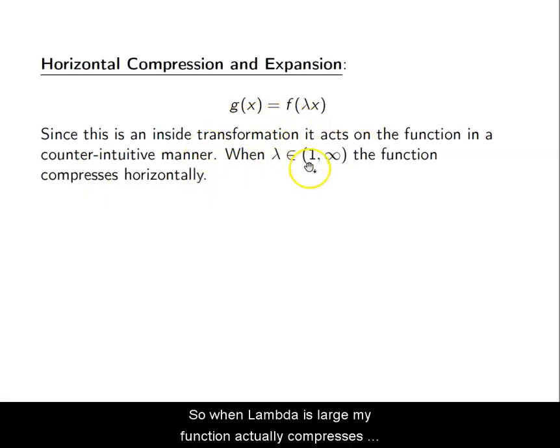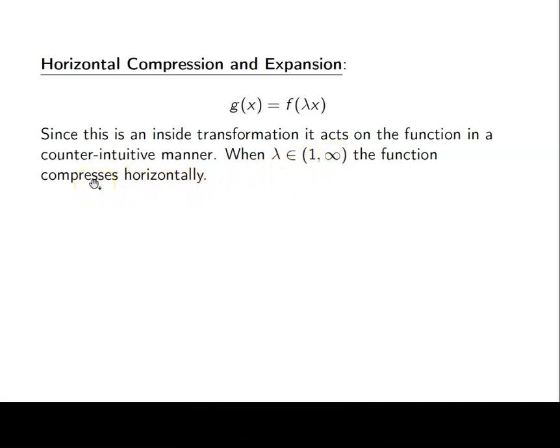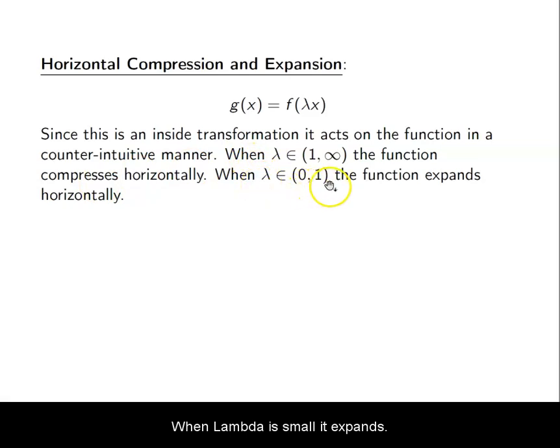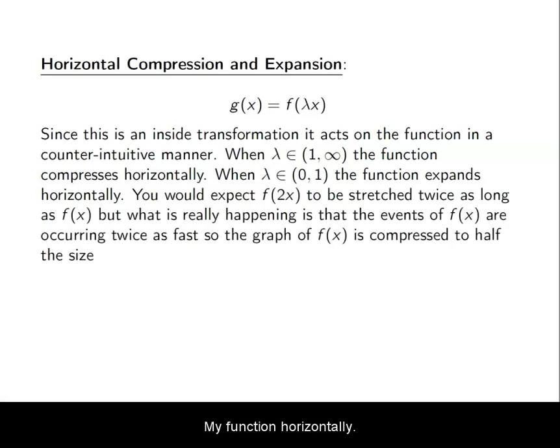So again, it acts in a counterintuitive manner, okay? So when lambda is large, my function actually compresses like an accordion, right? When lambda is small, it expands my function horizontally, right? So I like to think of it as a video, right? Like this video. You would expect 2x to stretch my function left to right to be twice as long as the original. But actually what's happening is it's similar to watching a video on 2 times speed, right? If you watch a video on 2 times speed, it doesn't take twice as long to watch. It takes half the time to watch. So it actually compresses my function because everything is happening twice as fast as before, right?